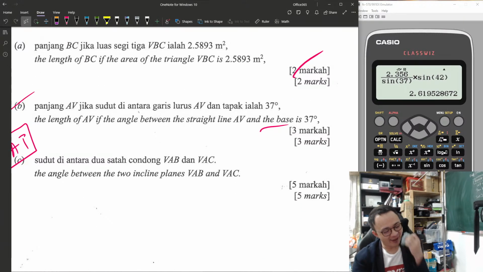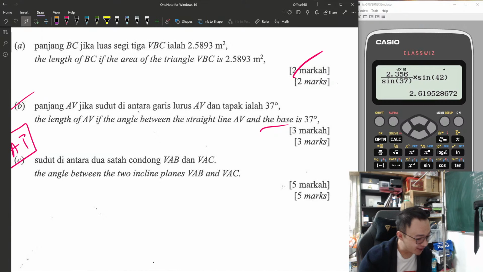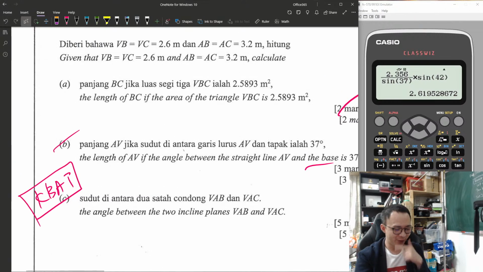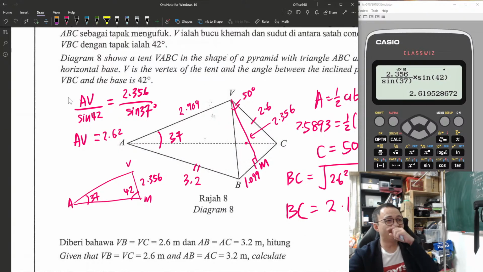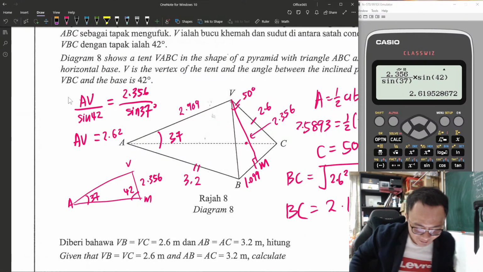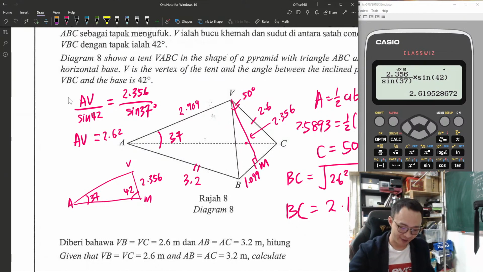They want to find the angle between the two inclined planes, VAB and VAC. So what I want to do here is see how to find the angle between them. Right now you should be able to see the planes here, so we have two different planes. All these things I erased, they don't matter. I just erased the unnecessary things here.